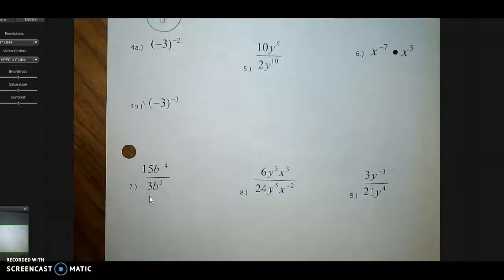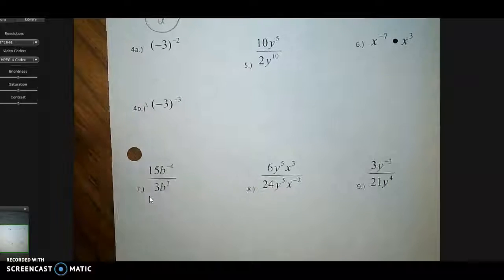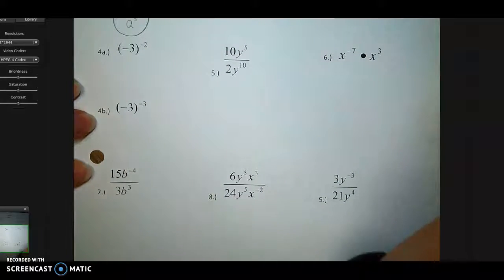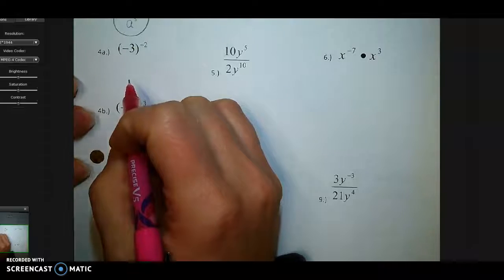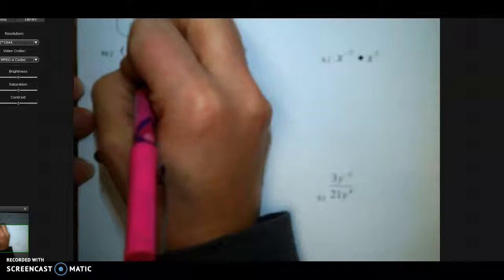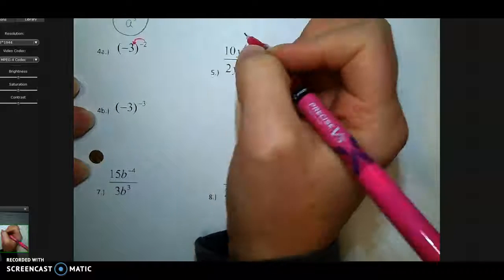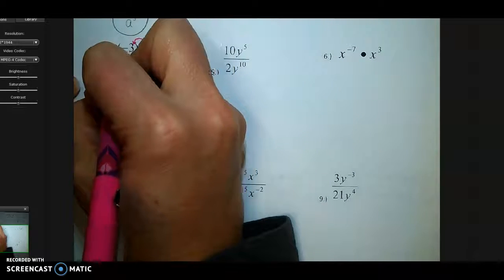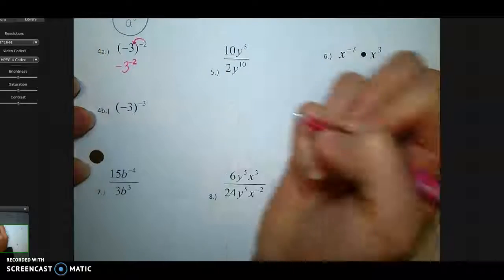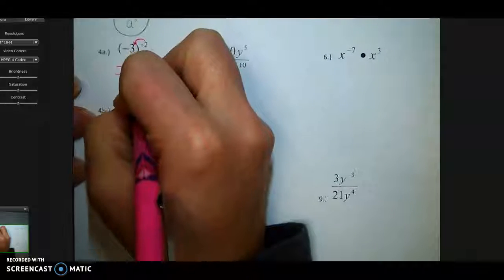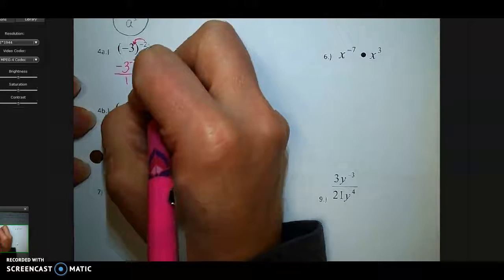Number 4a and 4b threw some people, so let's take a look at those. We have a negative number and it's to a negative exponent. The main thing is this base is not going to change. So when I distribute that out, and if there was more than one term in there, I would distribute it to every single term, but I've got negative 3 to the negative second power. I can't have a negative exponent, so I'm going to move it down to the bottom.